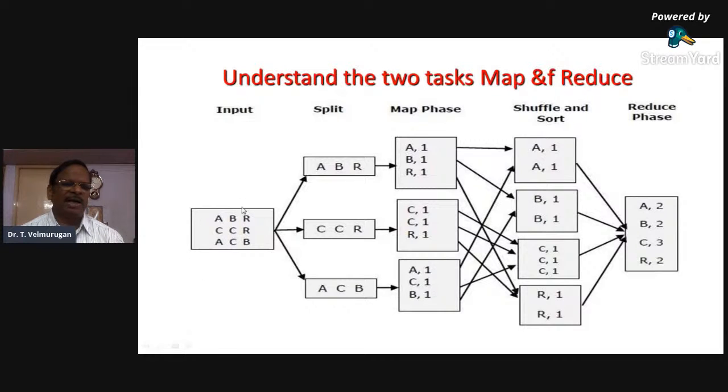10 million data are available in the input phase. It is not easy to identify how many times a word, how many times a term, how many times a phrase, how many times a sentence appears by means of ordinary manual identification. Therefore, we require this kind of map and reduce method.